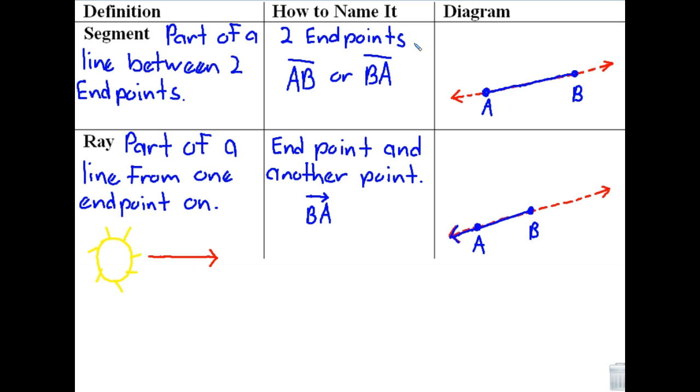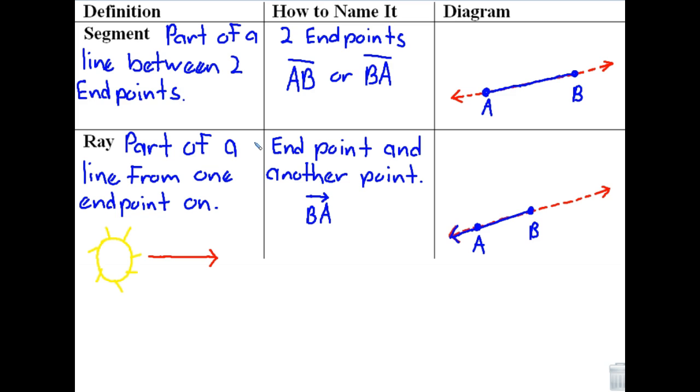To name a segment, you use 2 endpoints. So if I have points A, B as my endpoints, I could say it's just segment AB. Notice I don't have arrows on top here. That's our segment symbol. Or just like with the line BA, we can switch the order.